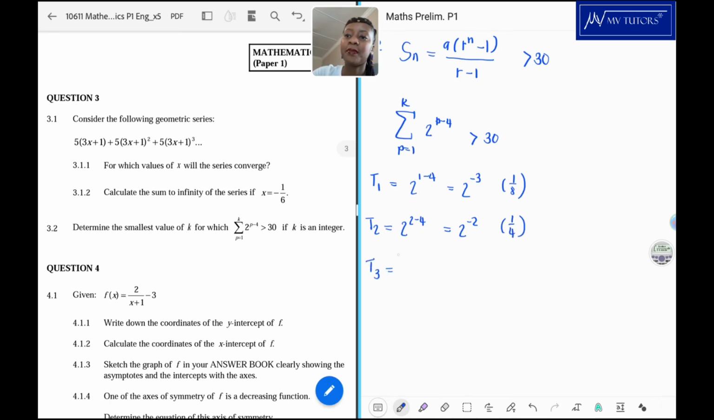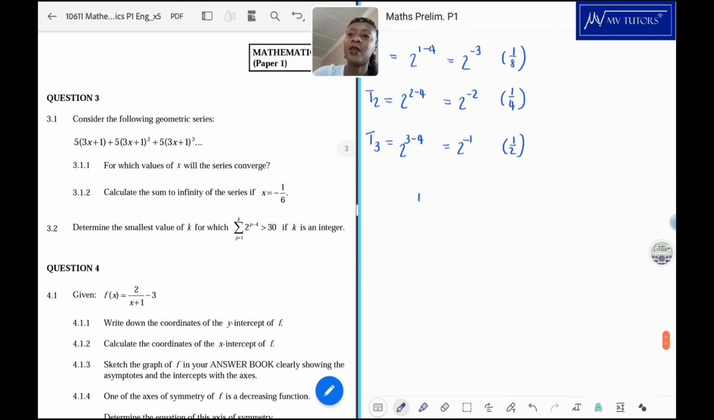And then we get our term 3. So we're going to put 3 instead of p, and we're going to get 2 to the power minus 1, which is the same as a half. So basically, in my sequence, we have 1 over 8, 1 over 4, and 1 over 2. So I can then see that my common ratio is 2, I keep multiplying by 2. Because 1 over 8 times 2 is 1 over 4, and 1 over 4 times 2 is 1 over 2. So that is my common ratio. That is why I get the first, second, and third term, so that I can determine what my common ratio is.